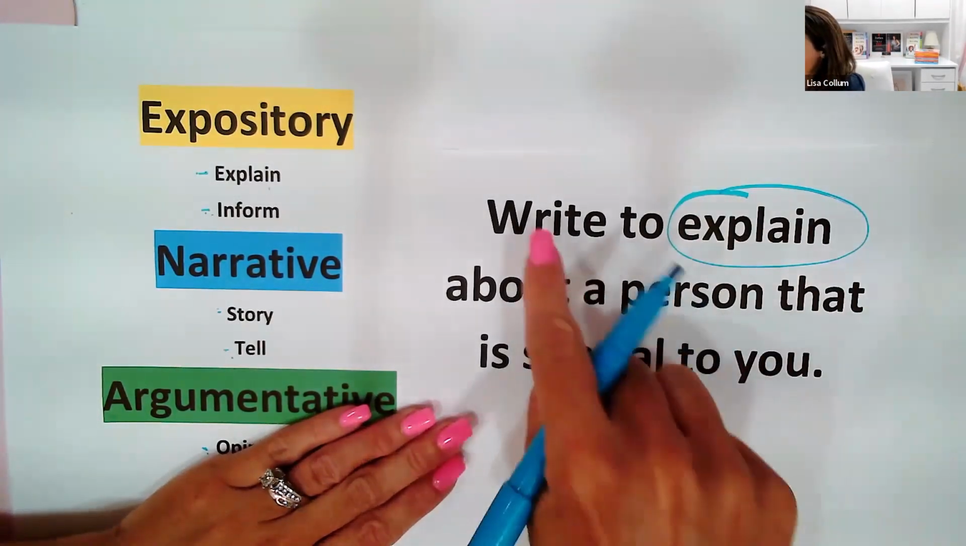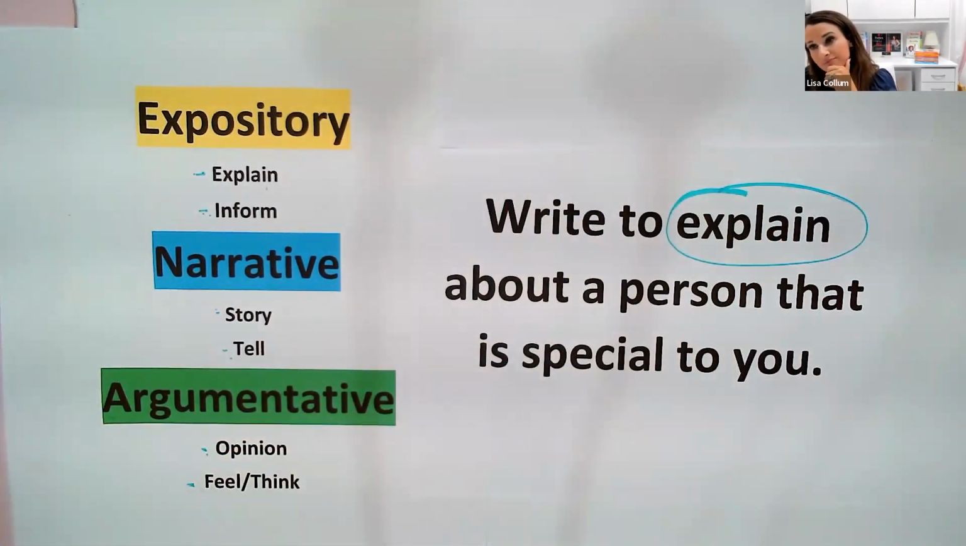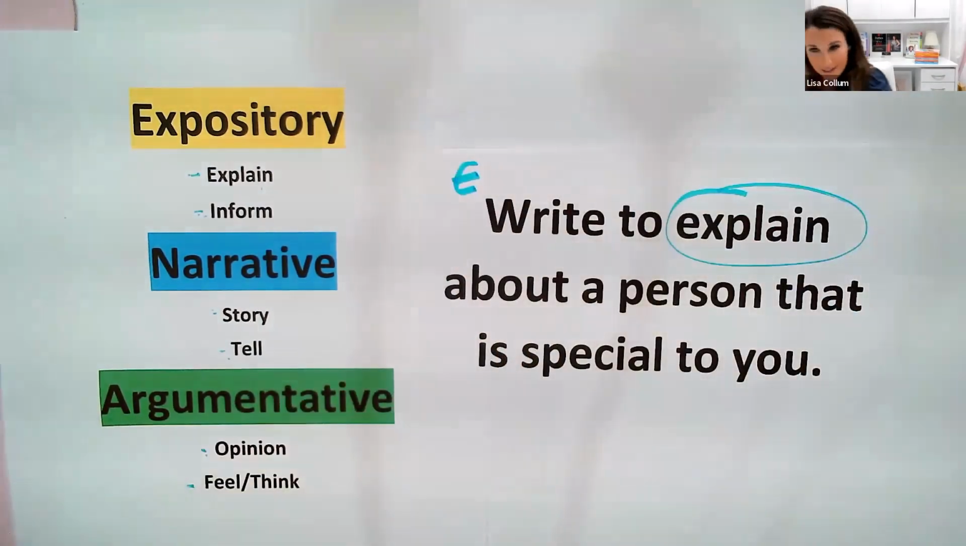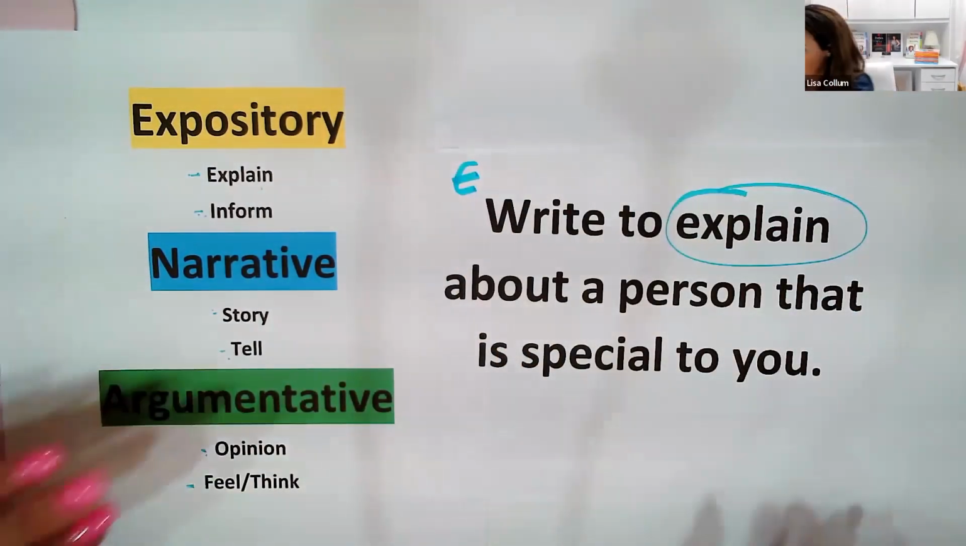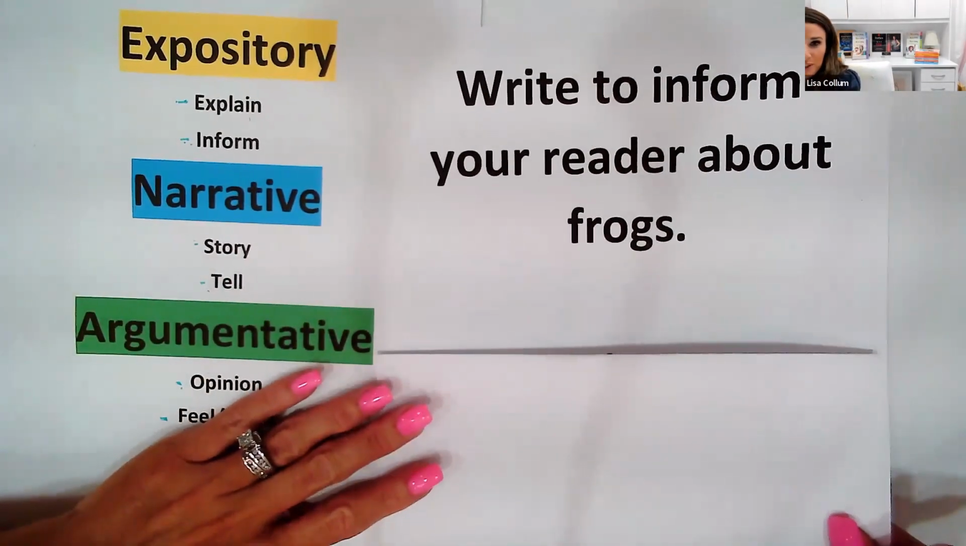Which means, should I put an E, an N, or an A? An E, because explain means it's an expository essay. Okay. You guys are getting good at this, but I still got more prompts because I still want to do more practice. Okay. Maybe this one will trick you a little.